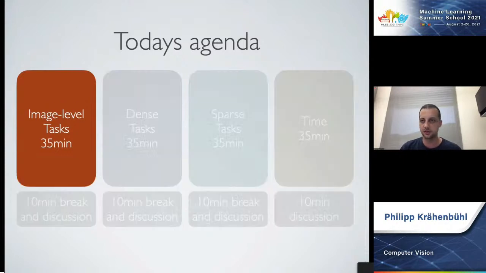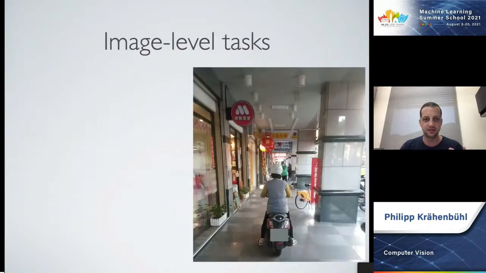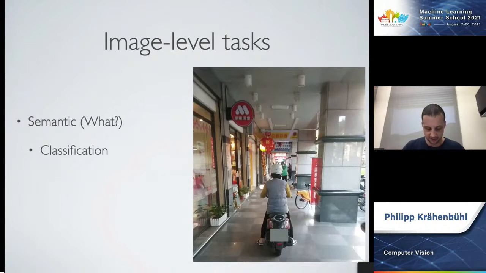For those of you who are familiar with the standard setup of machine learning, image level tasks are going to be the tasks that are closest to standard machine learning. Image level tasks are really answering the fundamental question of what is going on in this image as a whole. And they can cover semantic information. That semantic information might be what's going on in the image as a whole, in the sense of just classifying that image. In this case, classification might just mean that this is an image of a scooter.